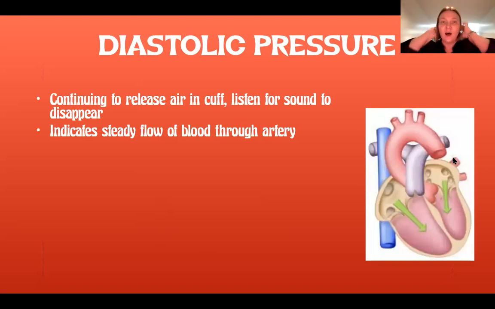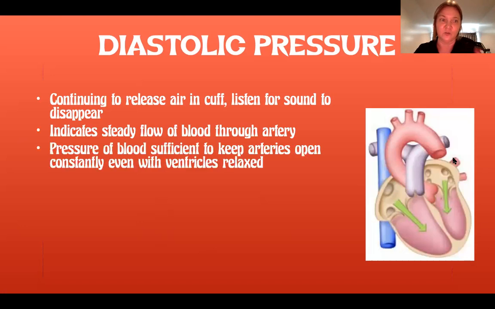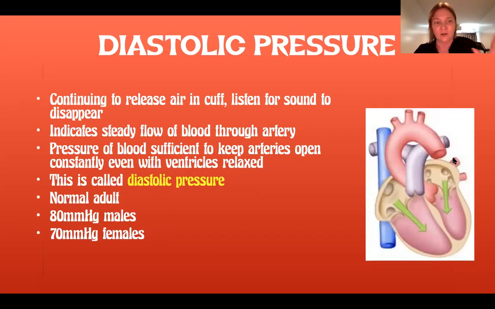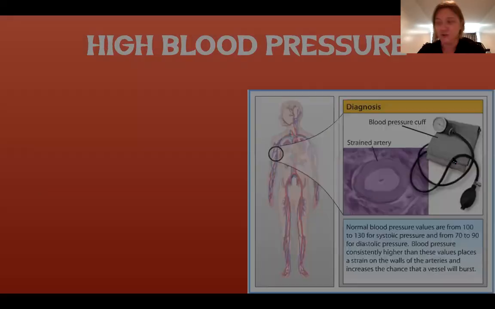Okay, and so that's the first thump that he hears, and then he continues to watch the needle go down. It was really cool that you could see the needle bobbing as the blood was pumping through. And when you hear your last thump, that indicates a steady flow of blood through the artery, and that basically indicates diastolic pressure when the heart is at rest. And that's called diastolic pressure. In a normal adult, again, it's between 70 and 80. Anything higher than 90 or even 100 is dangerous.